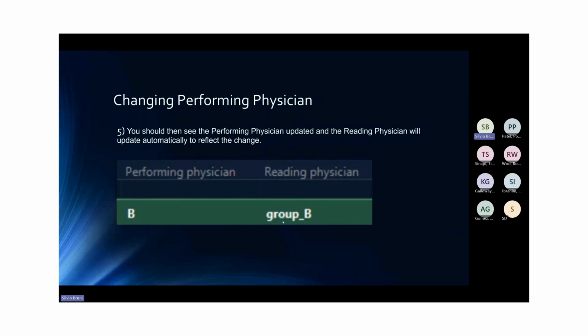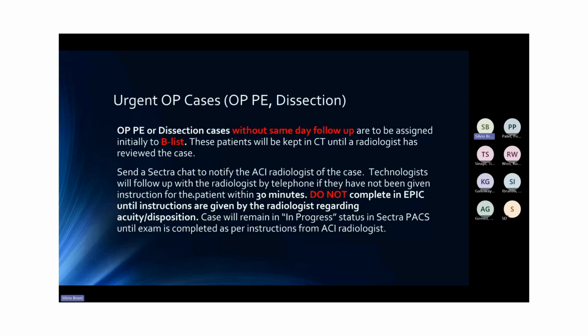The reading physician will remain unchanged initially until you actually complete the exam in Epic. Once the exam is completed in Epic, this reading physician, if it's a B-list case, will be triggered by the WFO and will give a specific number, group B8 or what have you. If it's something else, that reading physician will be updated to match whatever performing physician you set. So this pretty much discusses that workflow that applies to those urgent outpatient cases.